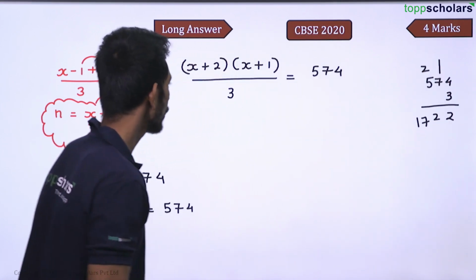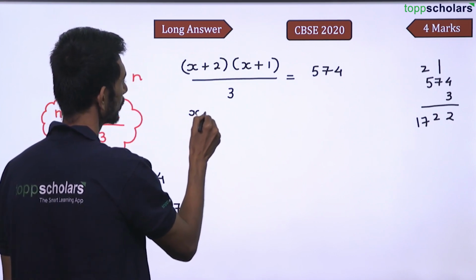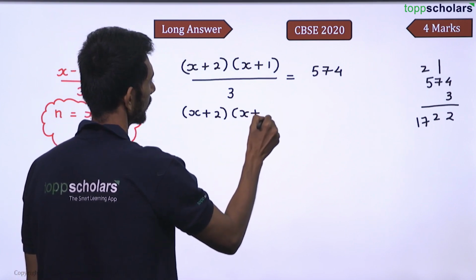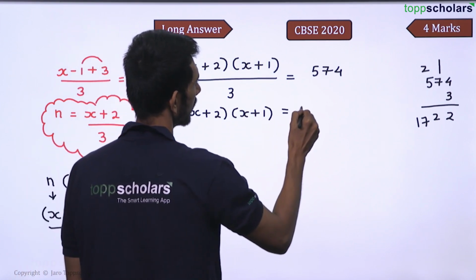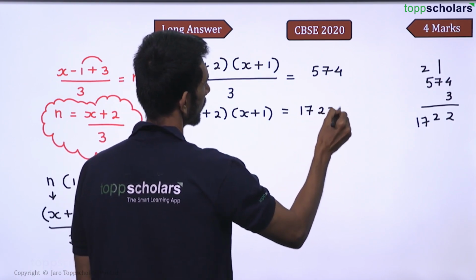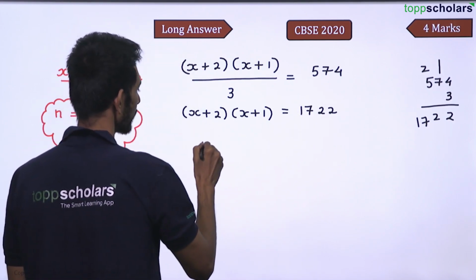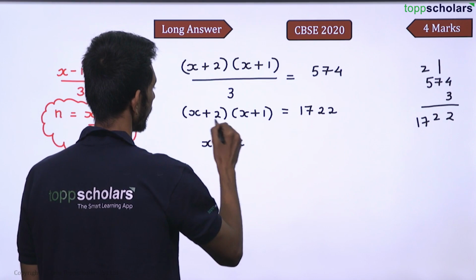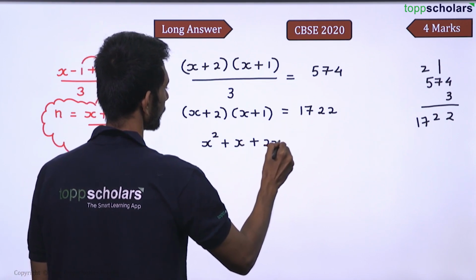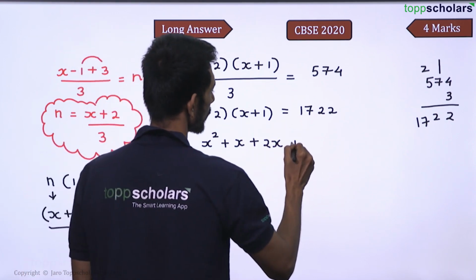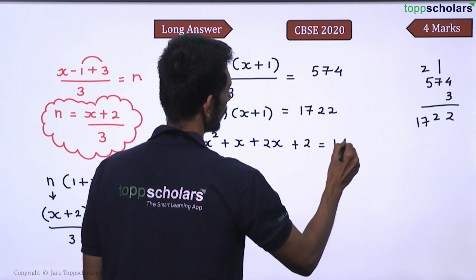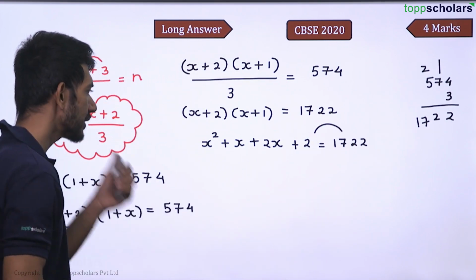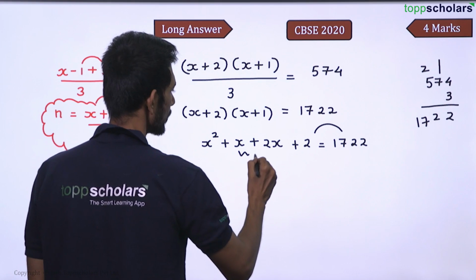That gives you 1722. So you get (x plus 2) into (x plus 1) is equal to 1722. So x into x becomes x square. x into 1 becomes x. 2 into x becomes 2x. And 2 into 1 becomes 2. That is equal to 1722. Now you can take 1722 on the other side. You can also add these two terms.